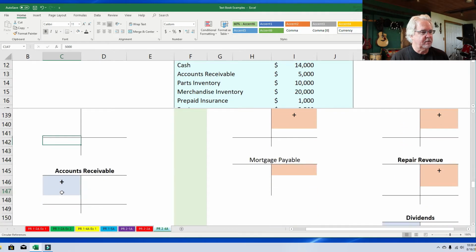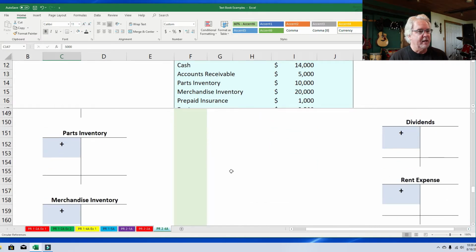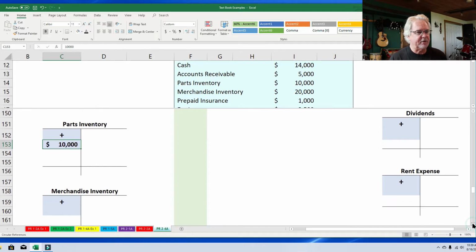Here we go. $5,000. So it's going to take a little bit of time to set up these accounts for you. Parts inventory is $10,000. So put it on the left side. Do you notice a pattern here? Everything's going on the left-hand side.